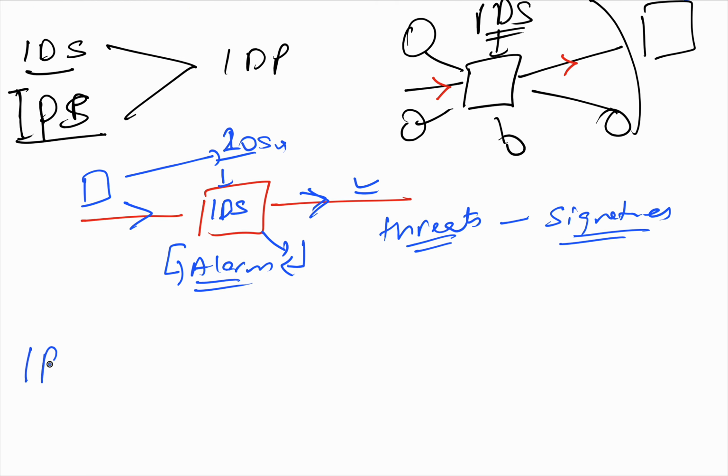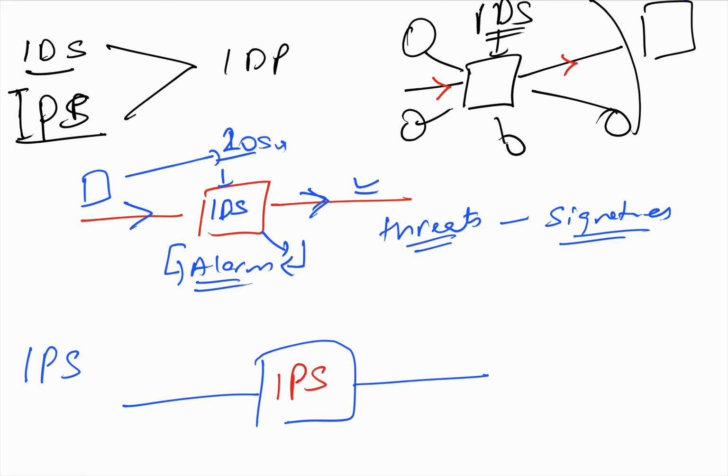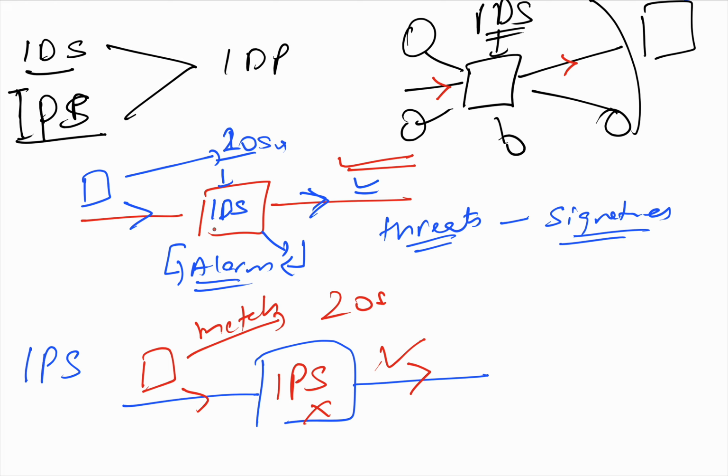But the IPS, the prevention system, is similar. I have another device called the IPS, intrusion prevention system. If the same packet is coming in and I have 20 signatures, here it sees that it is matching. At this point of time, it will not just detect it, it will prevent it. It will stop it right here and not let it flow through. But in terms of IDS, it lets it flow through and just triggers it.